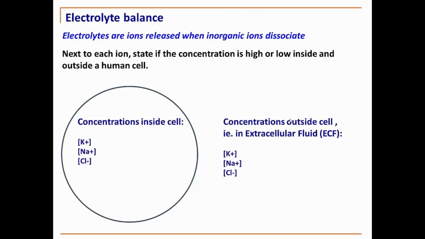So we've talked about electrolytes a little bit. And what are electrolytes? Well, electrolytes really are ions, okay? And they're released when inorganic ions dissociate. The example I gave you was sodium chloride, dissociating into sodium ions and chloride ions. So this, again, is a very important concept in terms of the nervous system and the generation of nerve signals throughout the body, because they work on an ion gradient across membranes.